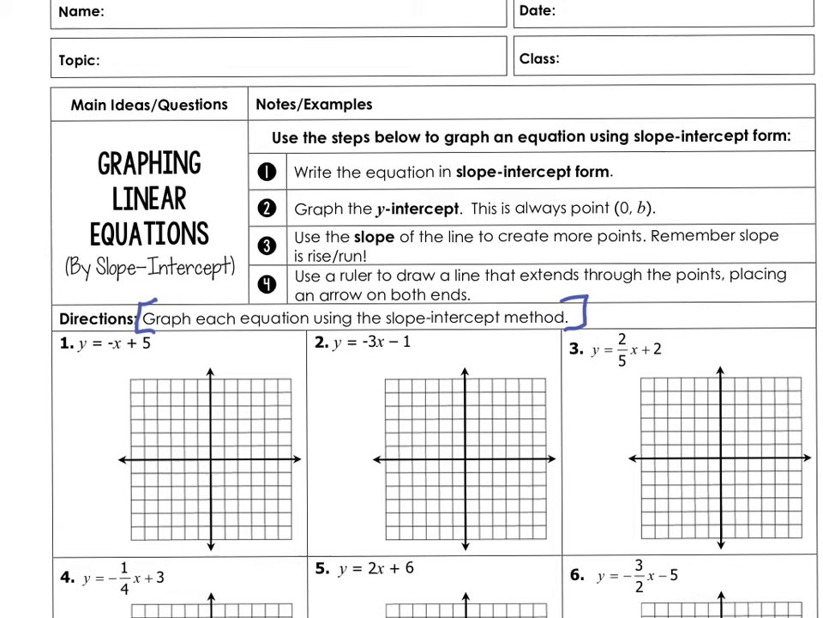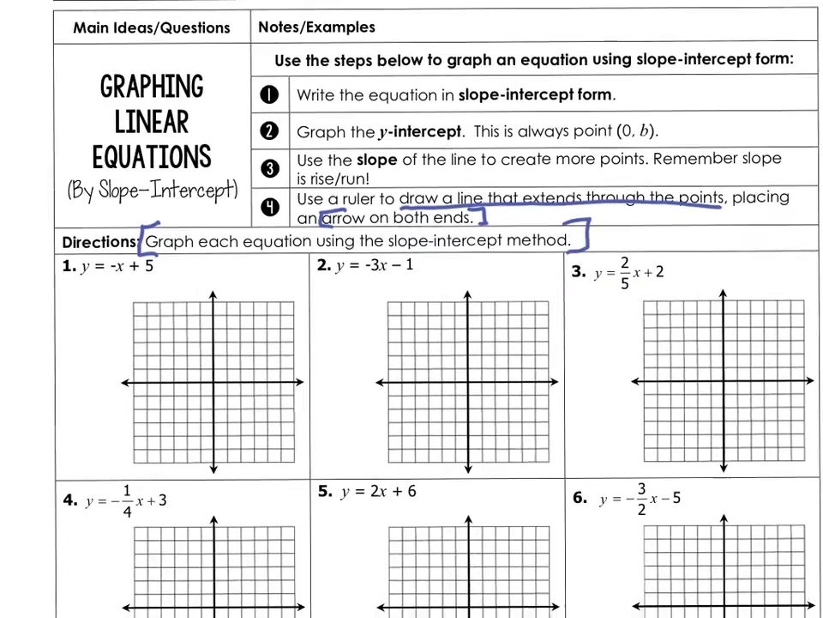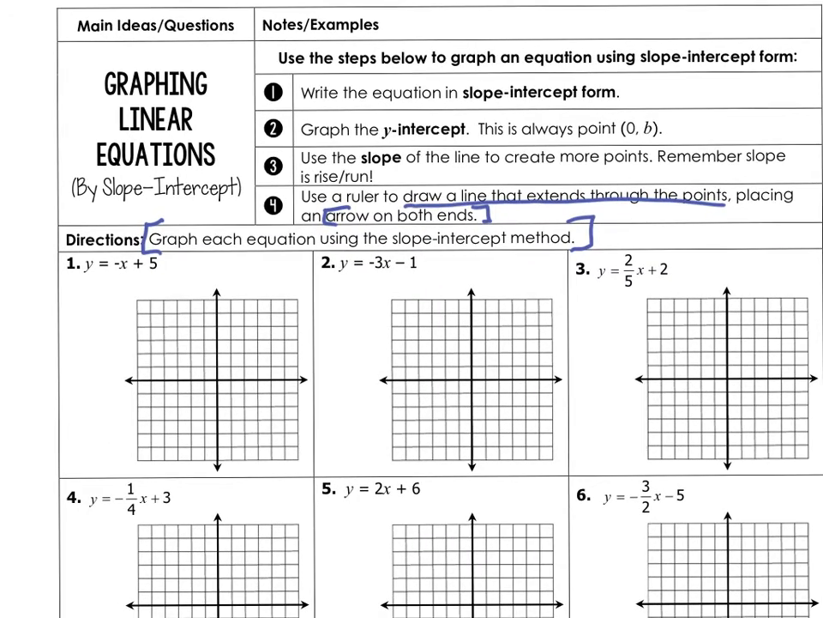And last but not least, use a ruler to draw a line that extends through the points, placing an arrow on both ends. Allow me to say, if you don't have a ruler, that's okay. All you really need to do, the important thing from this, is draw a line that extends through the points and make sure that you place an arrow on both ends. That's just a little pizzazz, so to speak. So we're going to go ahead and dive right in.